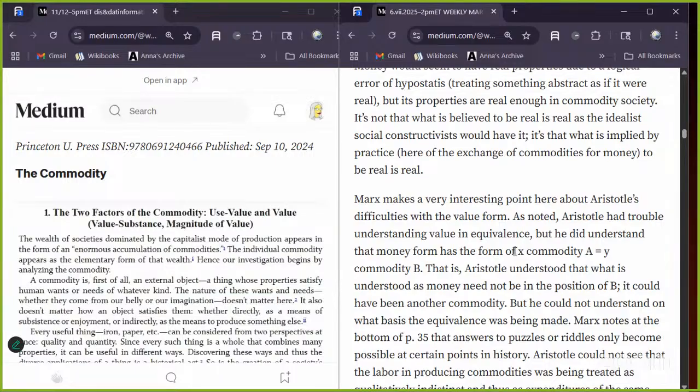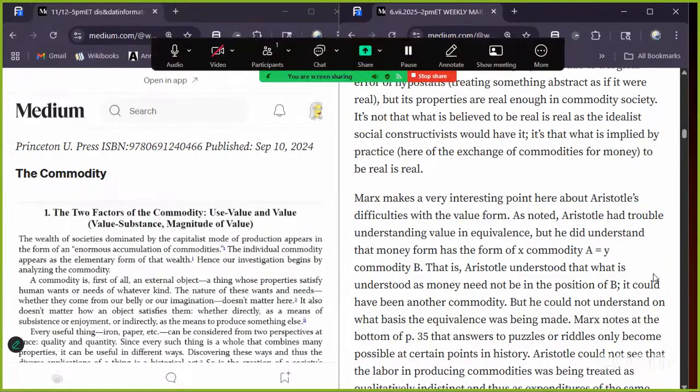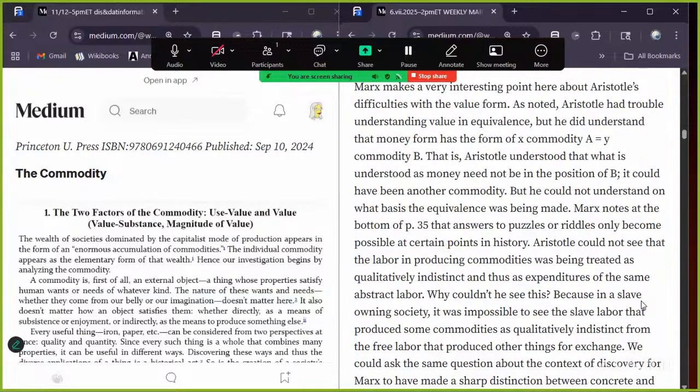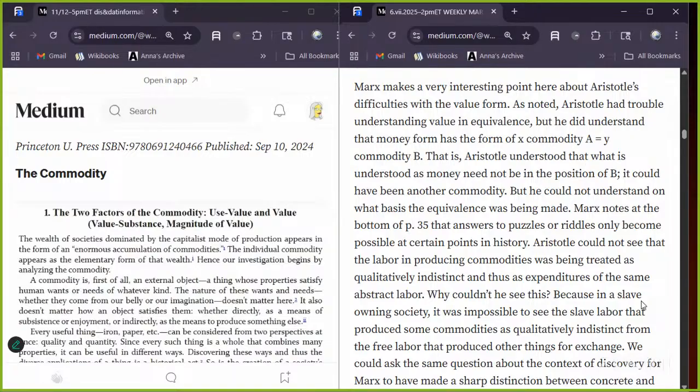As noted, Aristotle had trouble understanding value in equivalence, but he did understand that the money form has the form of X commodity A equals Y commodity B. That is, Aristotle understood that what is understood as money need not be in the position of B. It could have been another commodity. But he could not understand on what basis the equivalence was being made.